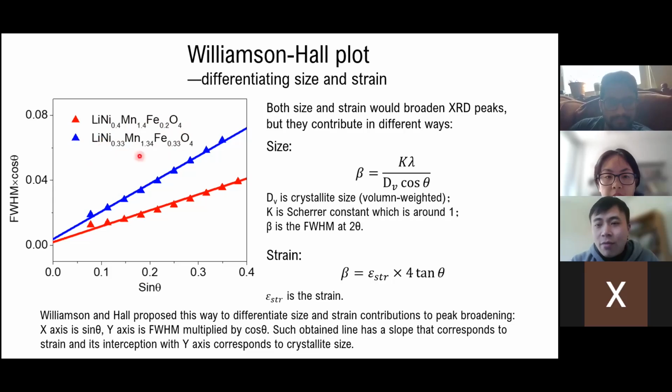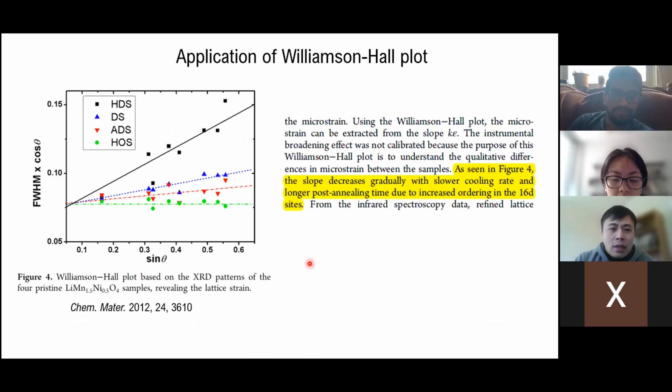So on purpose, we introduced some sort of strain in the sample, and we can see that those two samples have a very similar grain size, but they have a very different slope, indicating that the strain in this sample is higher. And that is consistent with the sample history, with the way we treated the sample. Okay. So this is an example of application of the Williamson-Hall plot.